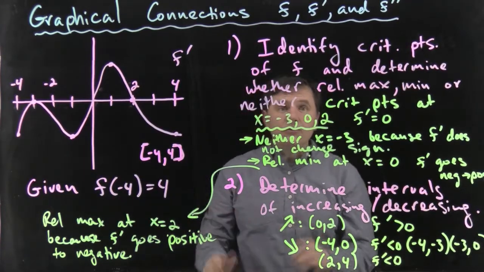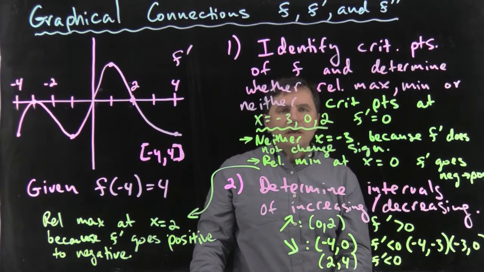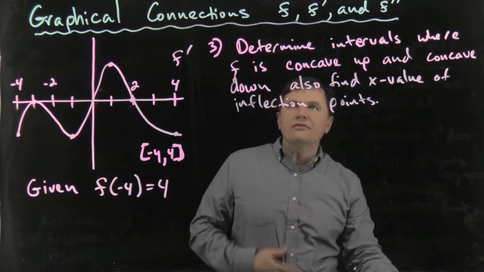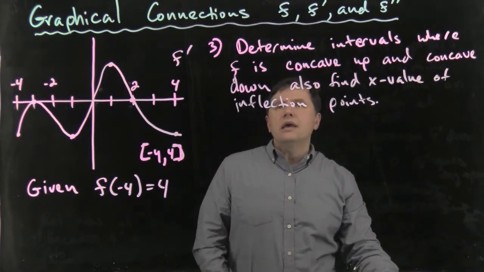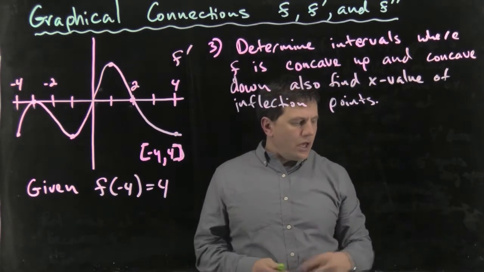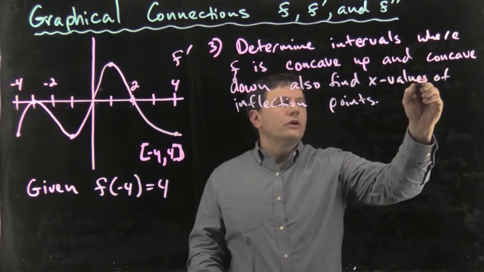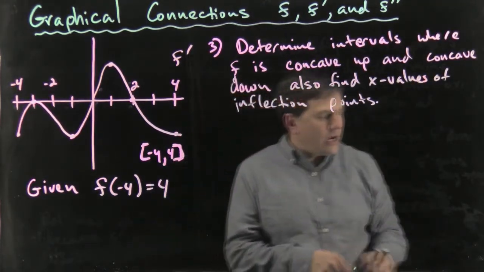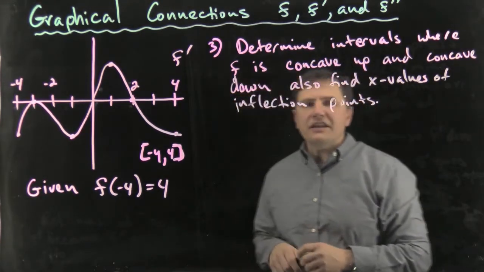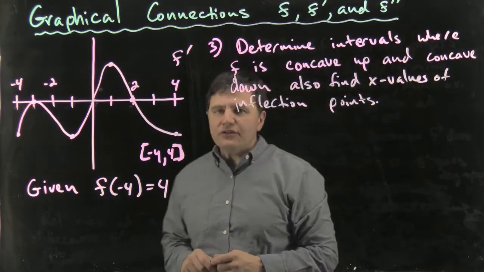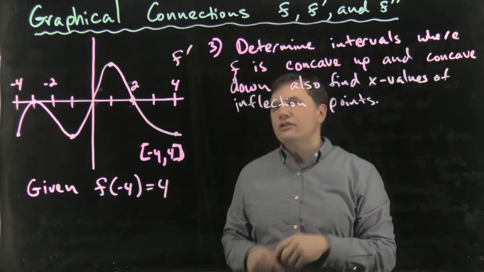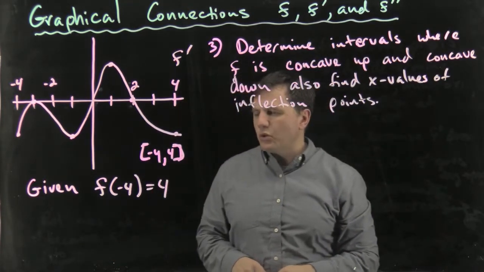Now we're going to look at how we determine the double derivative here with concavity for question 3. Okay, question 3, determine intervals where f is concave up and concave down. Also find x values of inflection points. So keep in mind, when we talk about concavity, we look at the double derivative. If our double derivative is positive, it means we're concave up. If our double derivative is negative, it means we're concave down. If our concavity goes from concave up to concave down, or vice versa, that means we have an inflection point. So this is what we're looking for here.